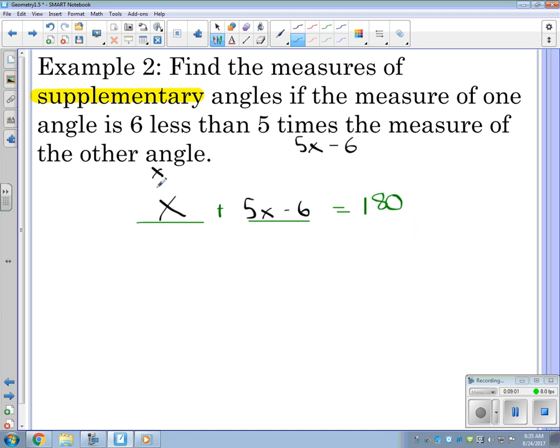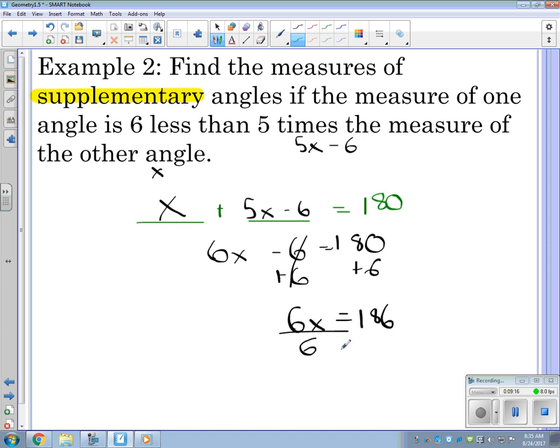And then work it out, combine my like terms. x and 5x become 6x minus 6 equals 180. Add the 6 over. So 6x equals 186. Divide by 6. And x is 31, which partially answers it. But the question said find the measures of the angles. So this is one of them. So 31 degrees would be one answer.